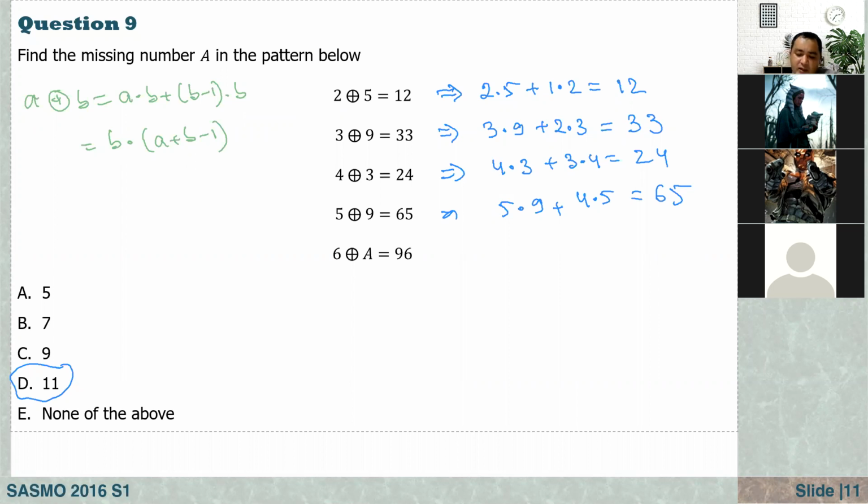Right, as you see here, for example, if you write the last one, we have 6 times A plus the next one, which will be one less, so it is 5 times 6. That's equal to 96. If you solve this question, 6 times A is equal to 96 minus 30. It is 66. So as Miss Selin said, the answer is 11.